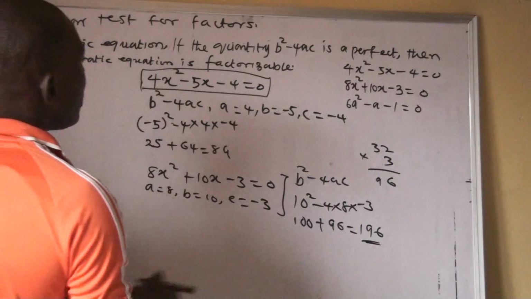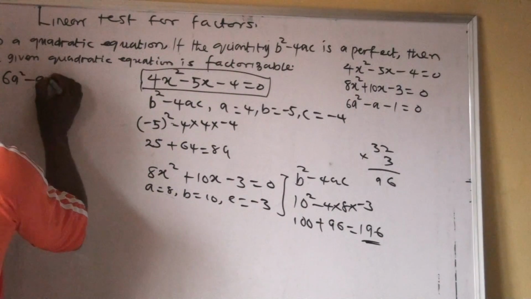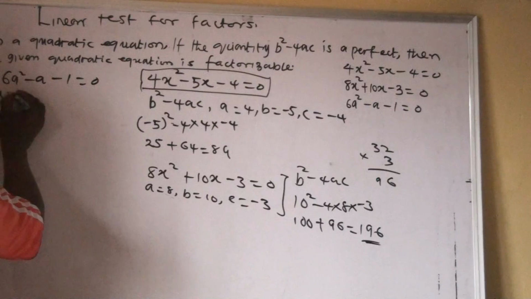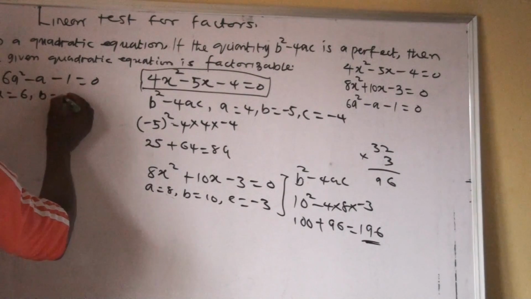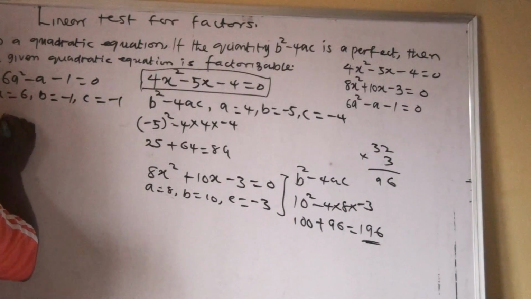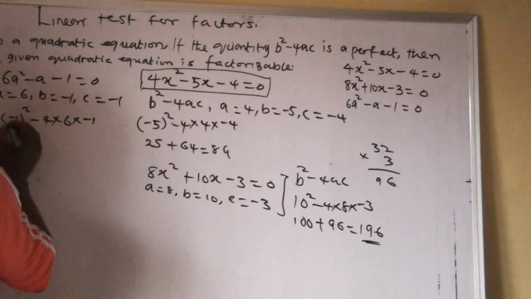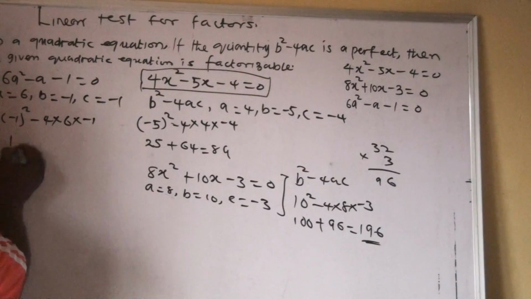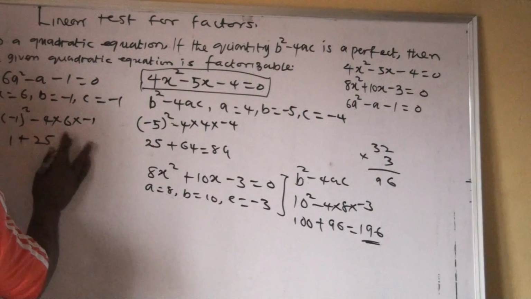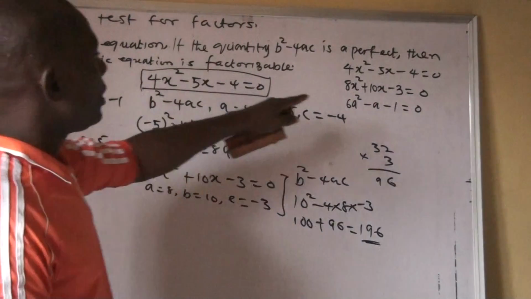Now let's look at the other one. There we have 6a squared minus a minus 1 is equal to 0. Our a is 6, b is minus 1, and c is minus 1. So b squared is minus 1 squared, minus 4 times 6 times minus 1. So here we have 1, minus times minus is plus 24. So you see this one is 25. That means this equation is factorizable.